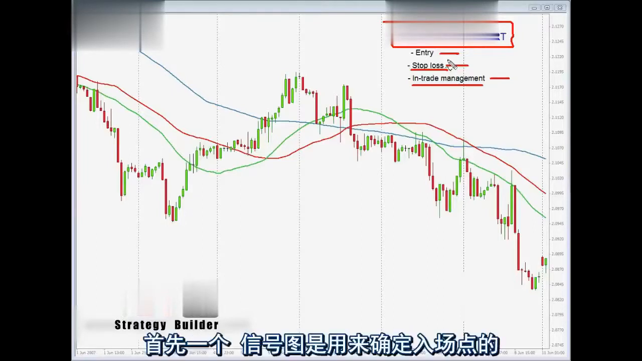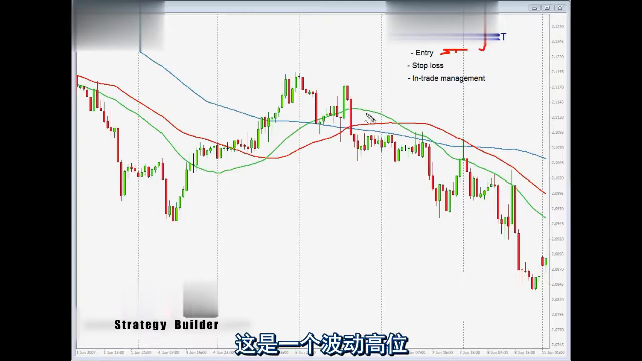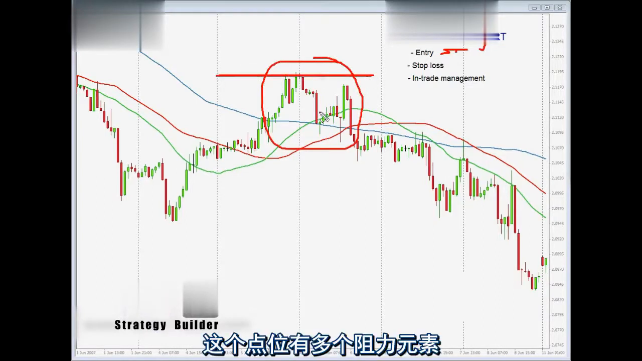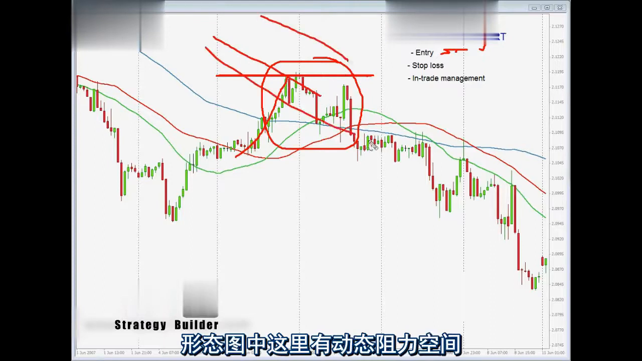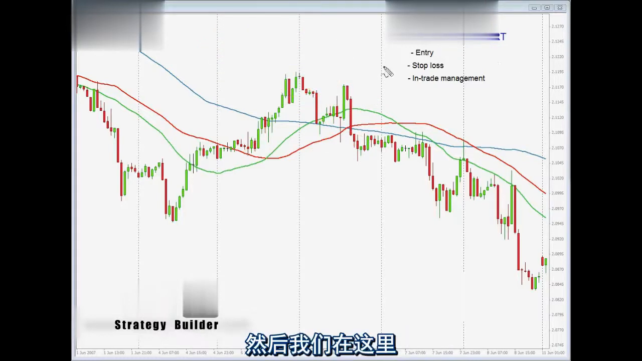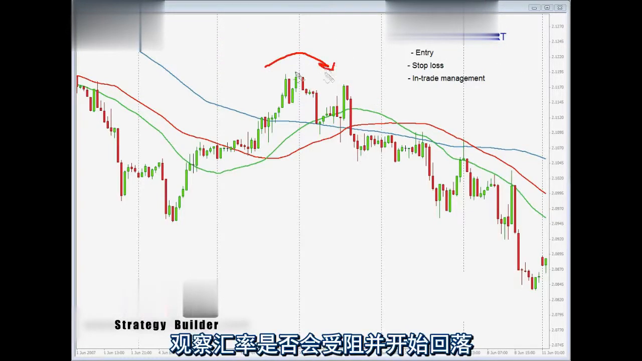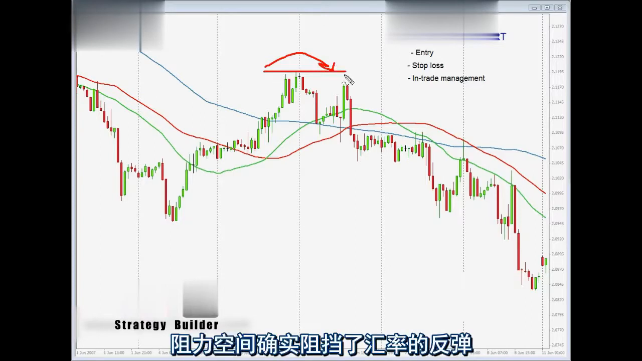Okay, so as I was saying, the trigger chart, I use it first of all to pinpoint my entry. This is the swing, the swing top. Remember, we had our confluence of resistance right above us. Price retraced back to that confluence. The dynamic area of resistance came around there in the setup chart, and from there we were searching for a bounce to the downside. The resistance area definitely held the price, the retracement.